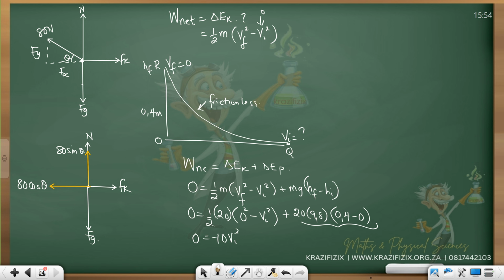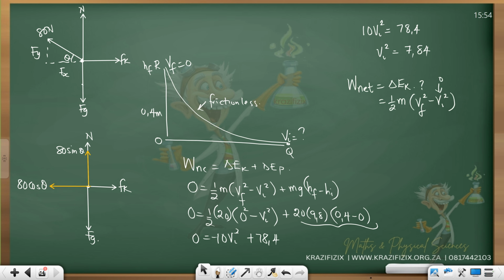70? All right. So can I then move the negative 10 over? 10 Vi squared equals what? 78.4. What is Vi squared? Don't give me V, I just need the Vi squared. All right. Now, if I go back to where we were stuck earlier, we can now find our way through.